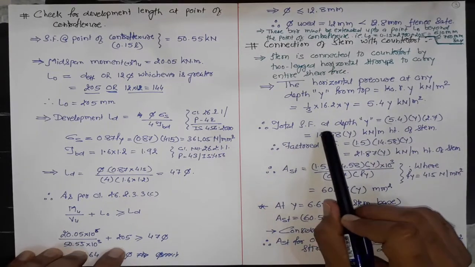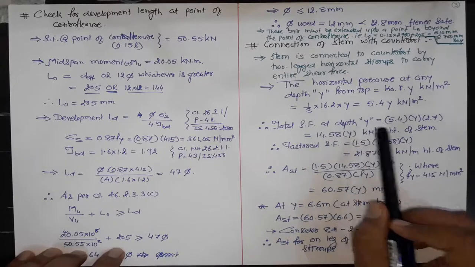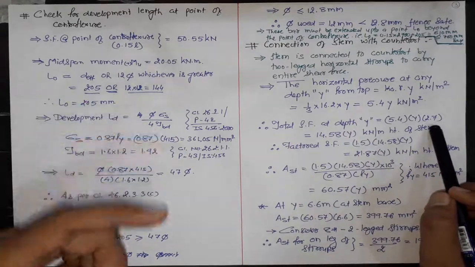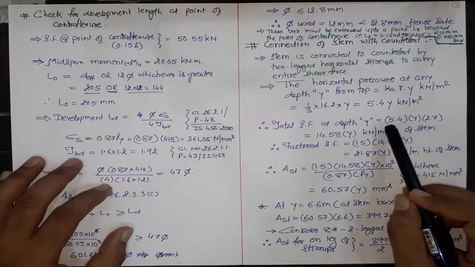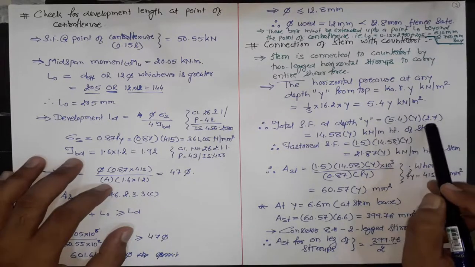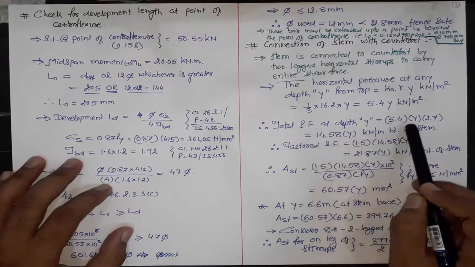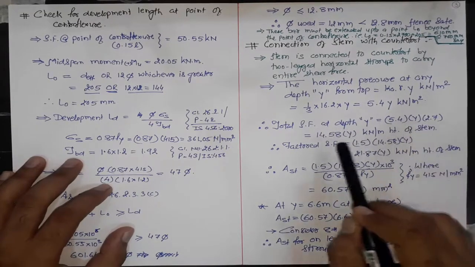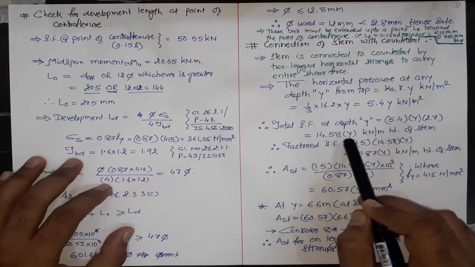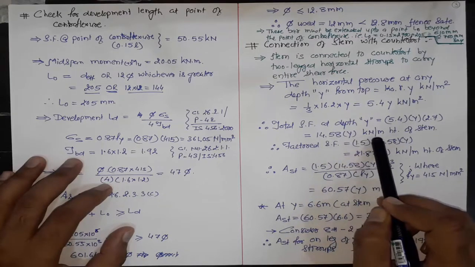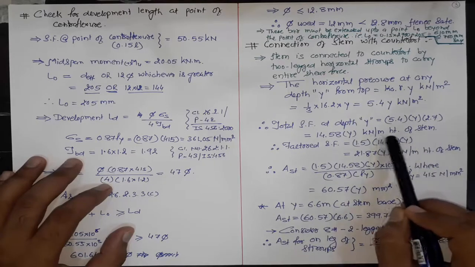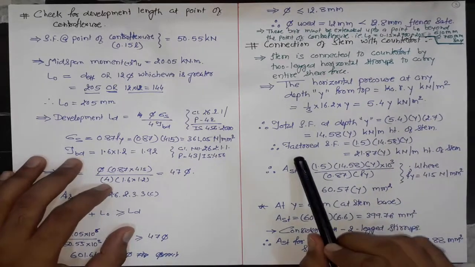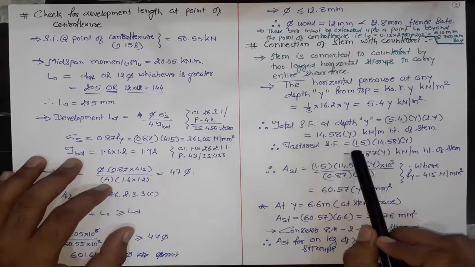Therefore, for shear at depth y, we have 2.7 meters as the clear distance between the counterforts. Therefore, 5.4 into 2.7 will give the total shear at a depth of y. This comes out to be 14.58 y kilonewton per meter, where y is the height of the stem. Factored will be this value into 1.5.